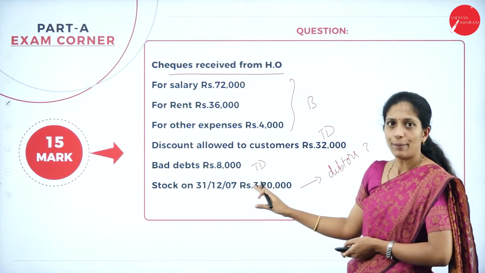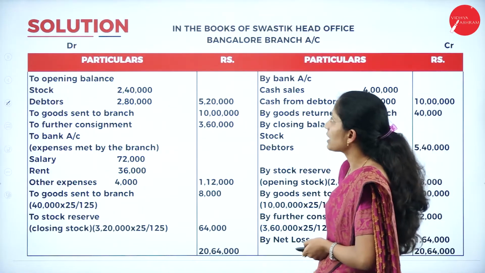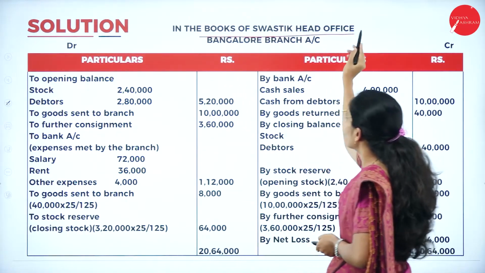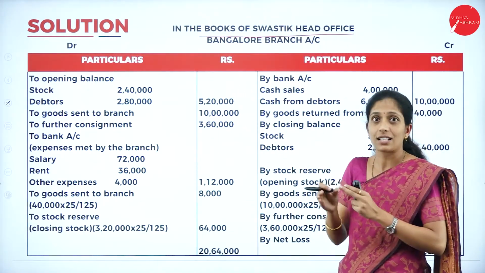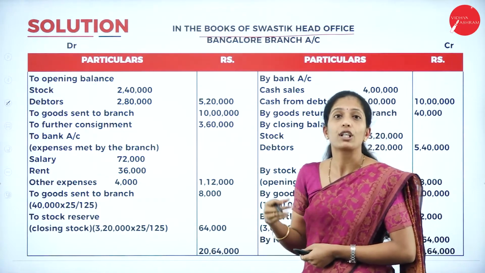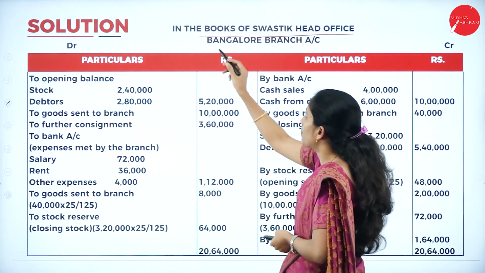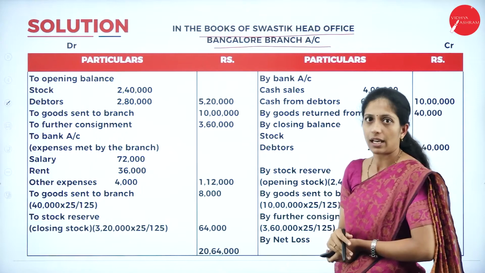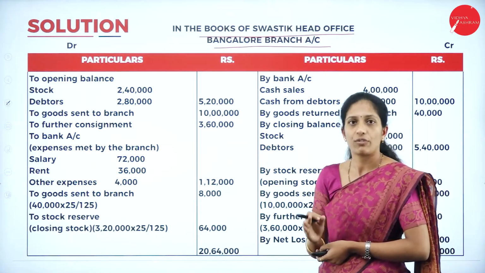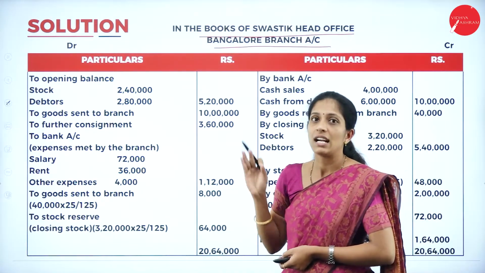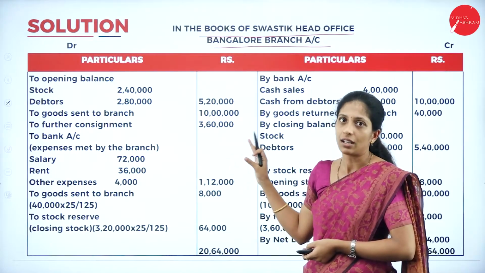Okay, so this is a problem. Now, how to solve this problem? Write the heading in the books of Swastik head office. In the sense, in the books of head office, we are going to prepare the branch account. The branch name is Bangalore branch account. My dear students, be careful with the format. If you know the format, it is very easy to answer the question.